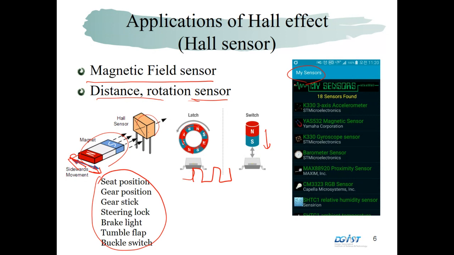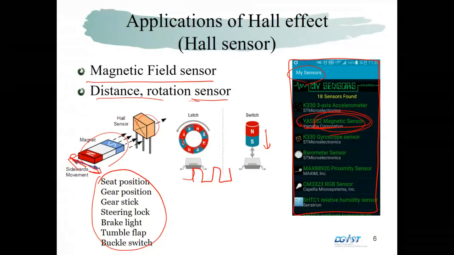And also think about your smartphone. There are many sensors in your smartphone, and there are magnetic sensors. This screen is actually a screen capture of my smartphone, maybe a Galaxy S something. There are many sensors, and one of the important ones is the magnetic sensor. They are also Hall sensors.